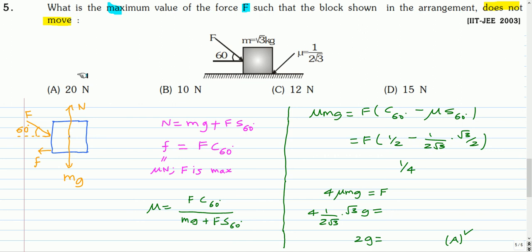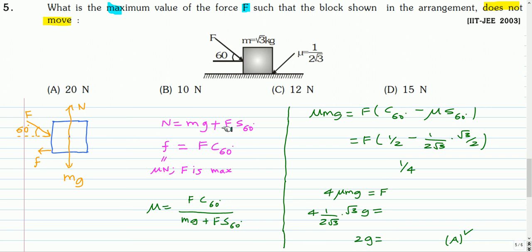This is the next question. What is the maximum value of the force F such that the block shown in the arrangement does not move? There is a force acting at an angle of 60 degrees. Drawing the free body diagram of the block, the forces are the weight mg, the normal reaction N, and this given force at an angle of 60 degrees. Since the force will try to push the block towards the right, the friction force will be opposite, so it will be towards the left.